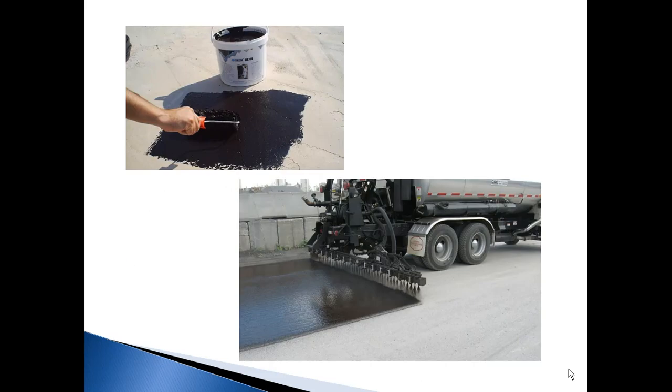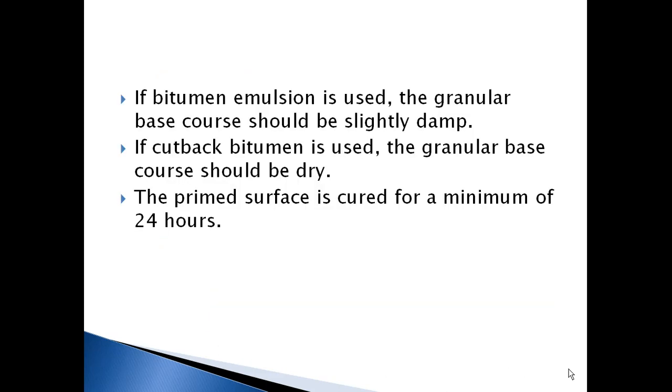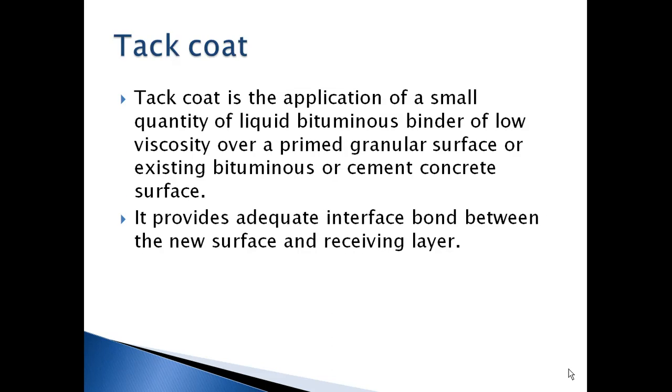This is how the prime coat is applied. This is how the binder looks like. Now, if bitumen emulsion is used, the granular base course should be damp. And if cutback bitumen is used, the granular base course should be dry. The primed surface is cured for about 24 hours. That is the drying of the bitumen coat.